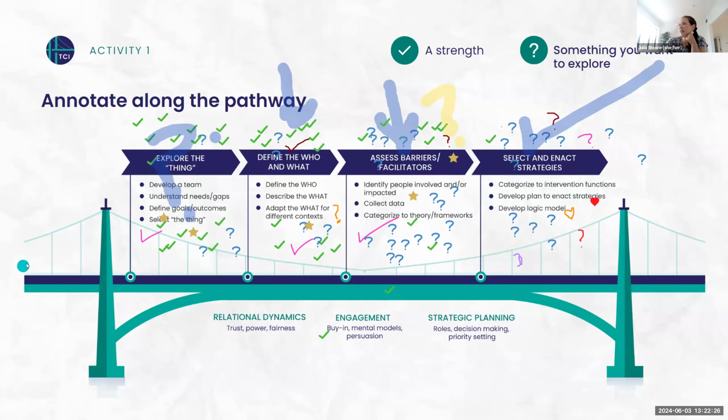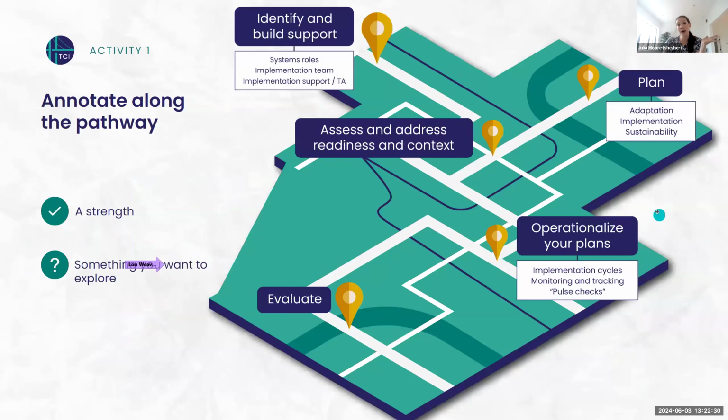All right, so let me save this. I will clear this one and take us to the last pathway. So this is the implementation, spread, and scale pathway, the one that we use when we're ready to actually go and implement that thing that we've designed. So which things do you think are strengths and which ones are things you'd love to learn a little bit more about?